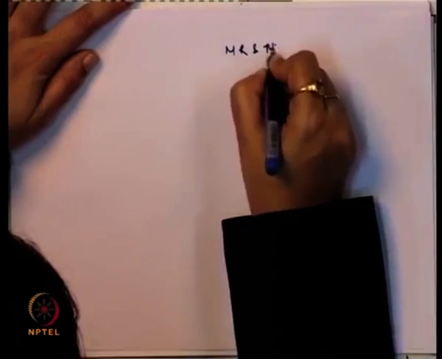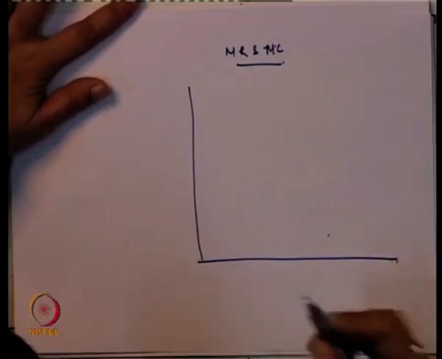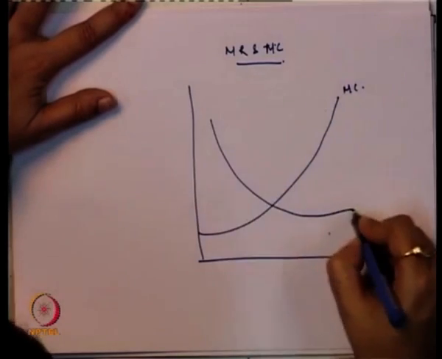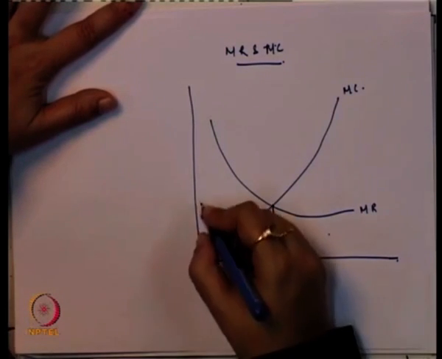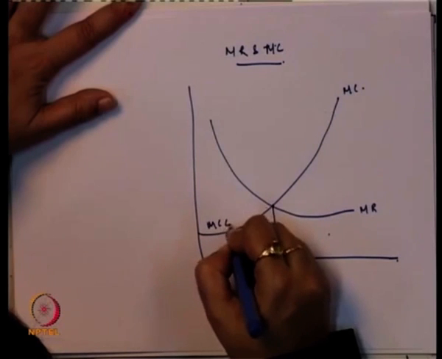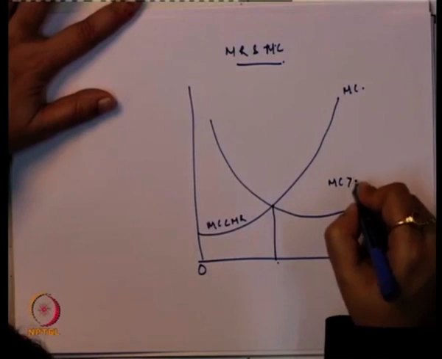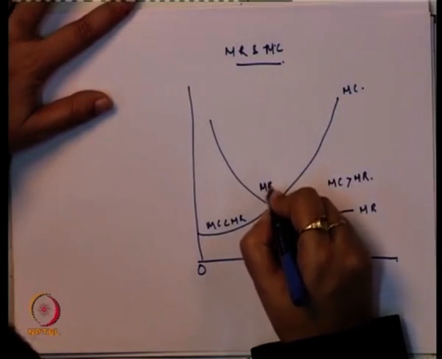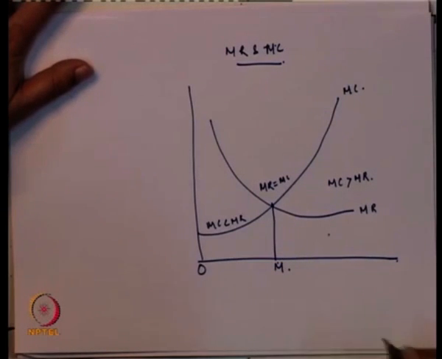Now, we will see how we will do this with the marginal revenue and marginal cost. This is the marginal cost, this is the marginal revenue, this is O. Here marginal cost is less than marginal revenue, here marginal cost is greater than marginal revenue. So, at this point marginal revenue is equal to marginal cost. So, corresponding to that we have the level of output, that is M.